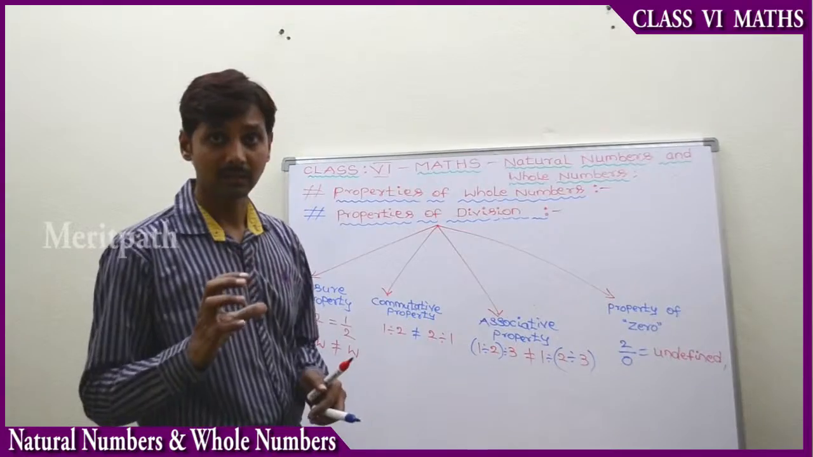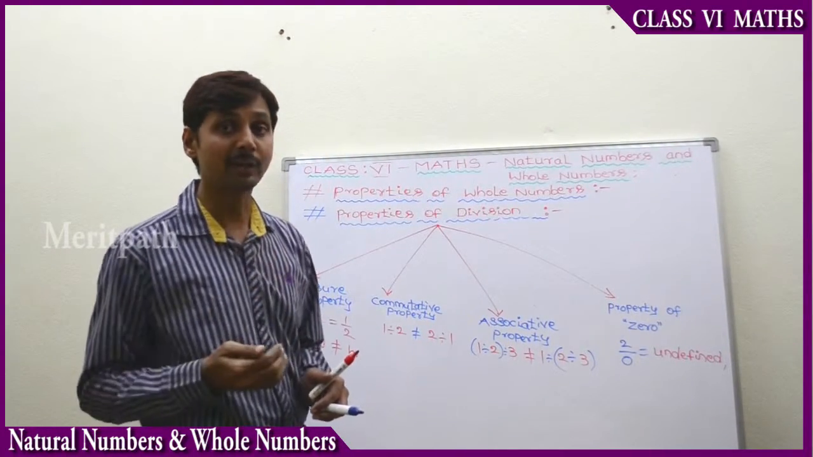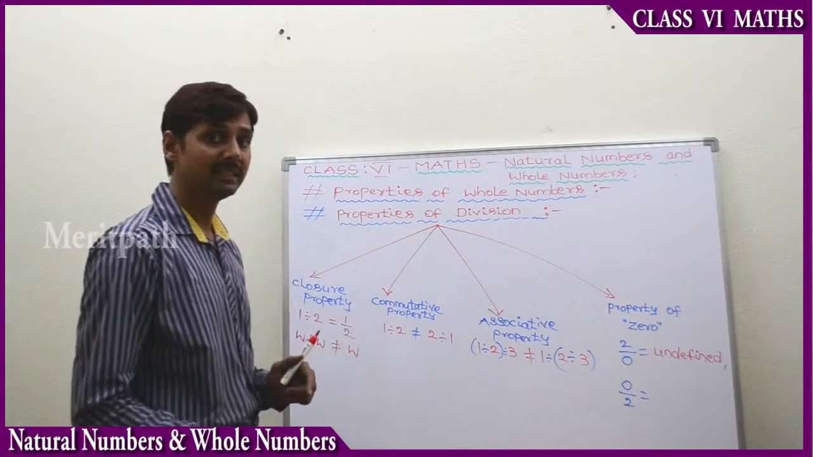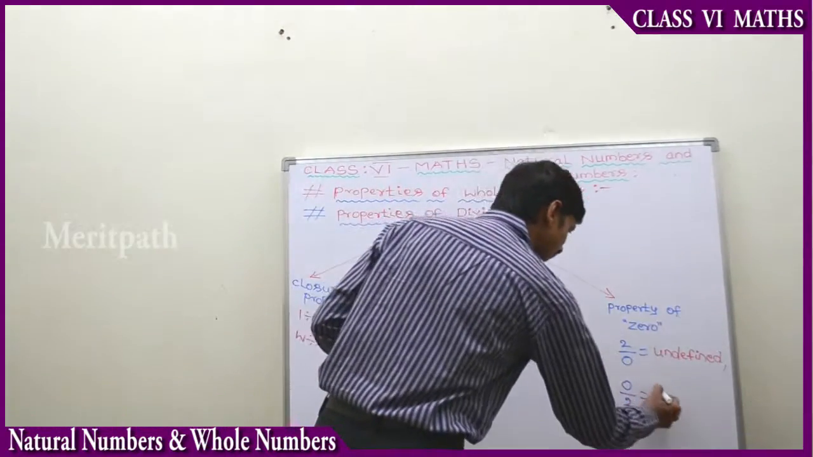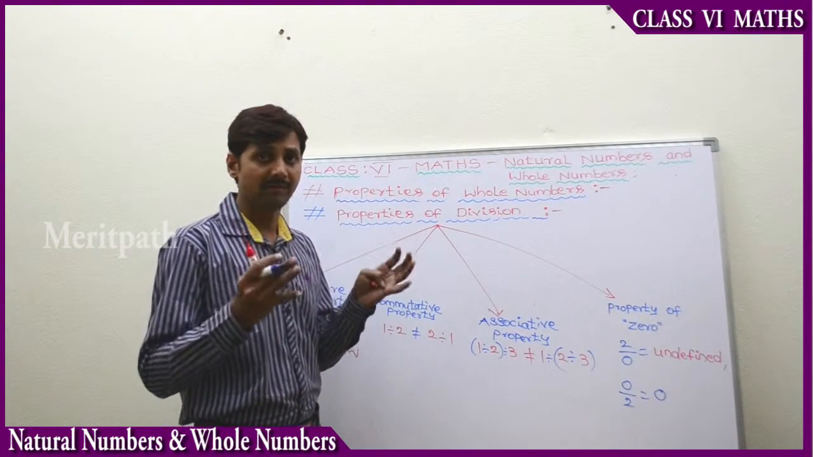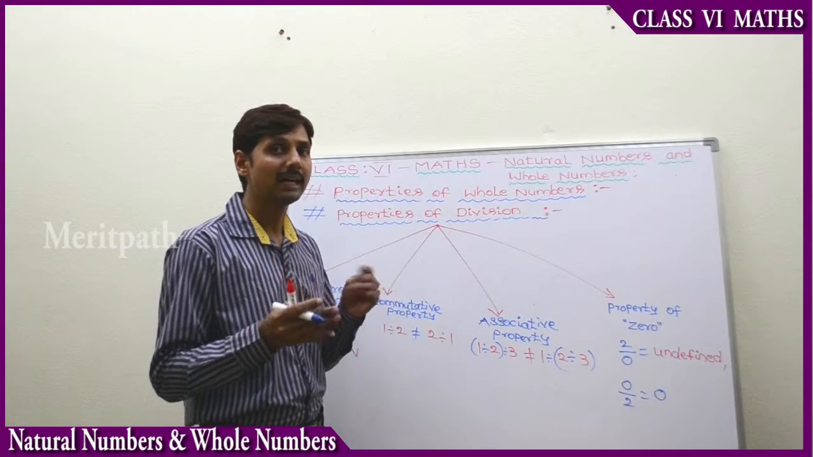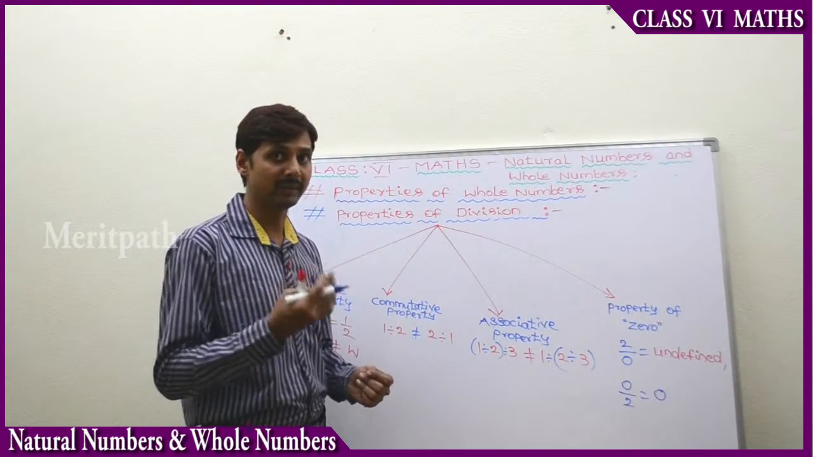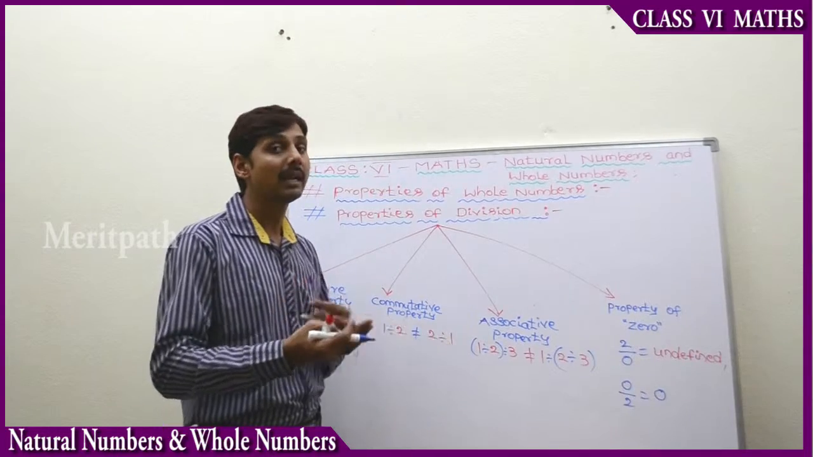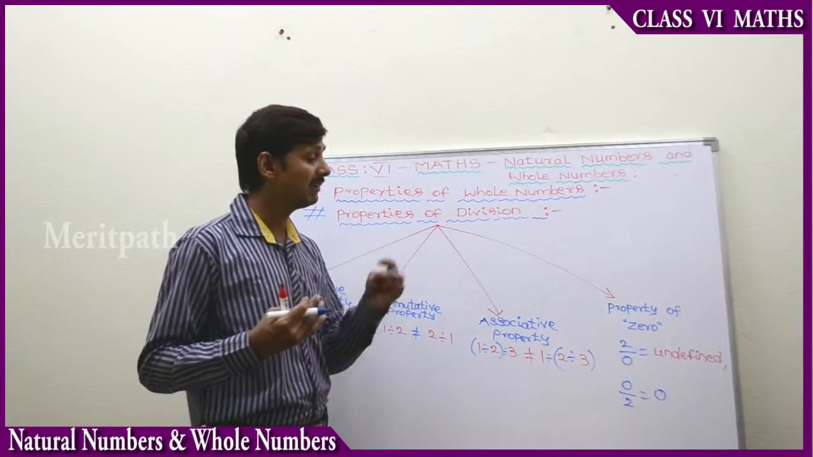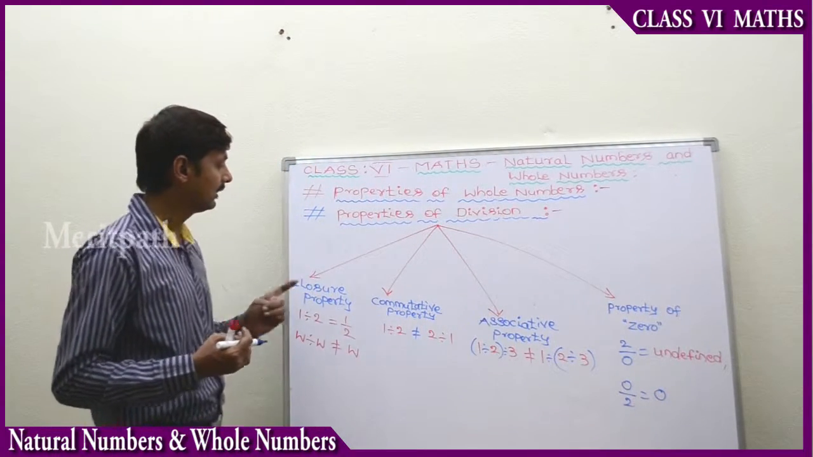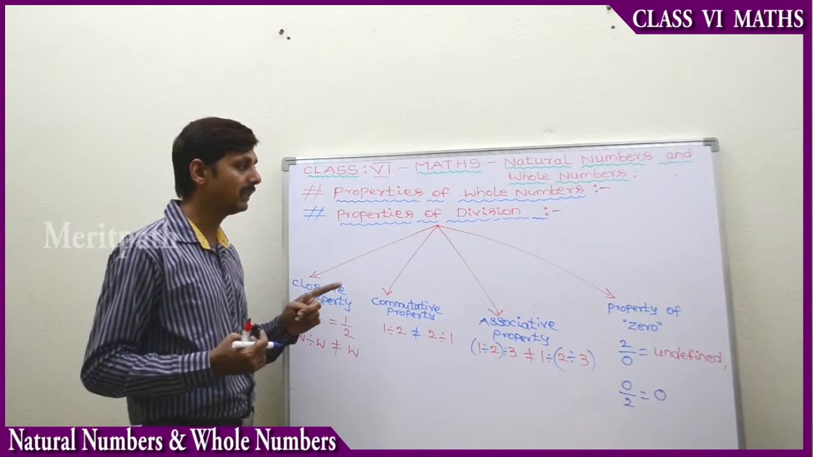If we take the value 0 in the numerator and divide with any whole number, for example 0 divided by 2, we always get 0. So 0 divided by 2 will be 0. So here what we understood is, if we take any whole number and divide with 0, then the value is undefined. And if we take 0 and divide with any whole number other than 0, then we get the answer 0. So what we have discussed until now is closure property, commutative property, associative property, the property of 0.